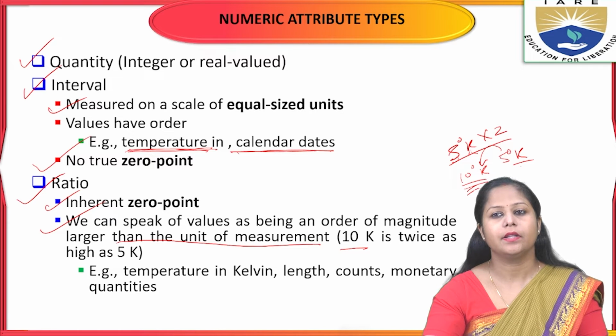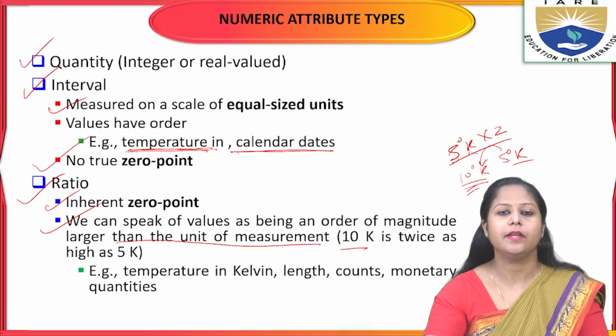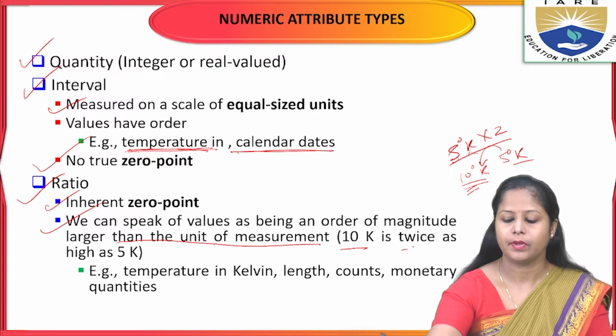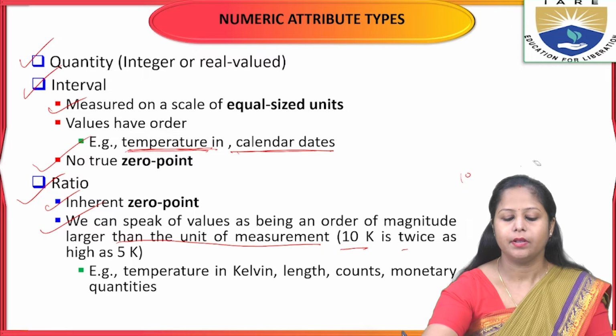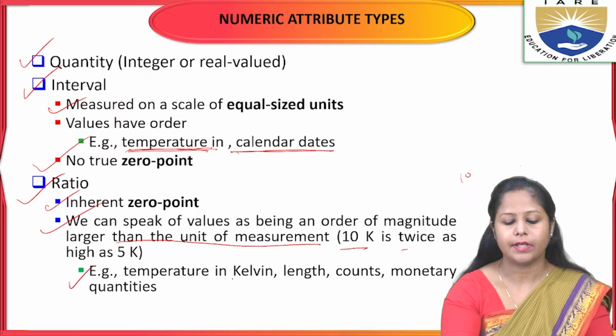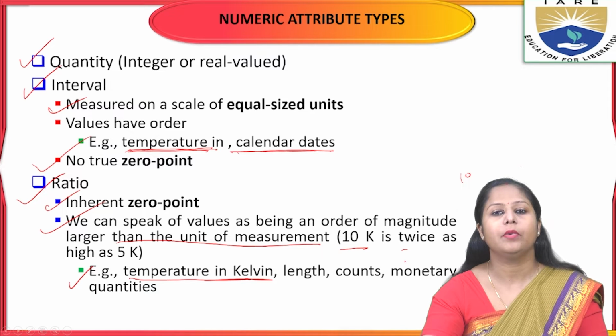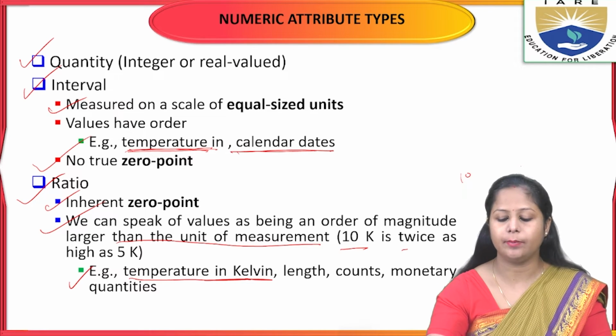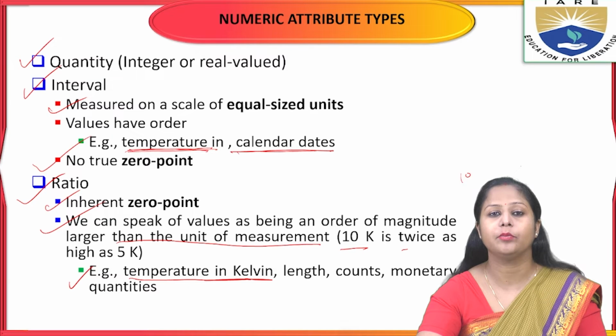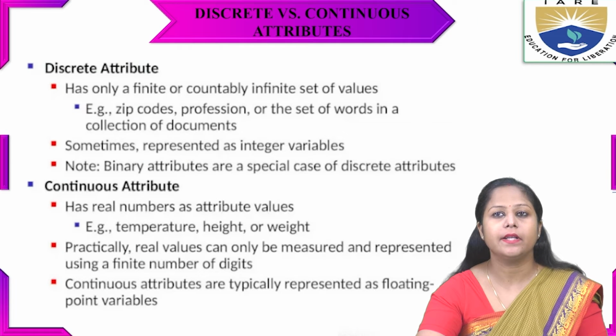So that is the order of magnitude larger than the unit of measurement. For example, temperature in Kelvin, length, count, monetary quantities. So these are some types of ratio numeric attribute type. Discrete or continuous attribute. What are discrete attributes?